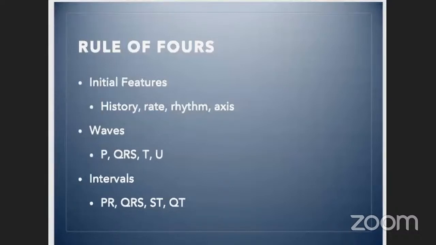Then we look at our rate, our rhythm, and our axis. So those are 4 features. Then next we would look at our waves. And we know the first is the P wave, then our QRS, our T wave, and the U. We'll go through the U a bit later as well. And then our intervals.